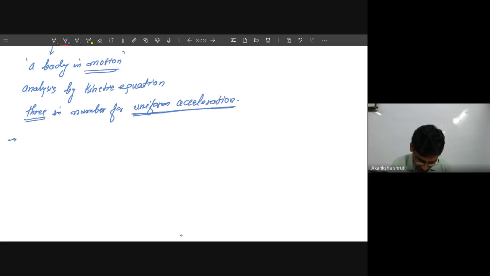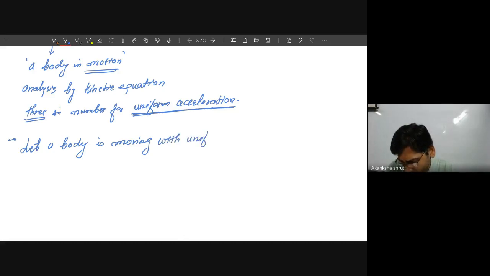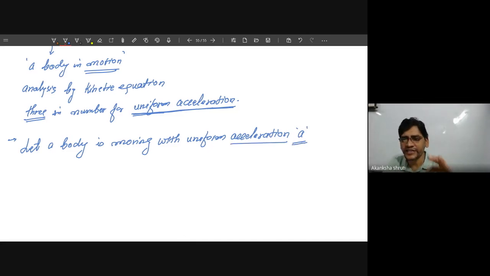Means what? Let a body be moving with uniform acceleration a. Students, what is this a? a is our acceleration. How is it calculated? Change in velocity by change in time. What is velocity? Velocity is change in position by change in time, means the displacement by time. So these things, whatever we have learned earlier, the same thing we are going to correlate in equation form.